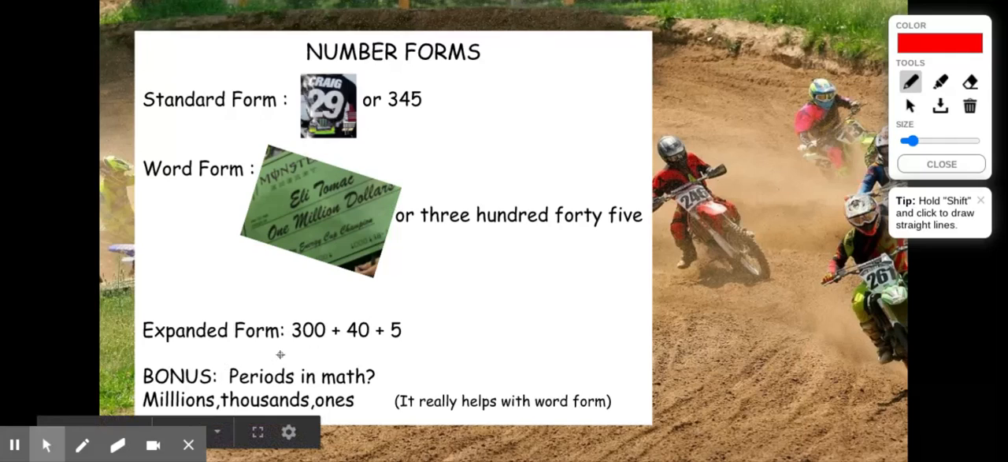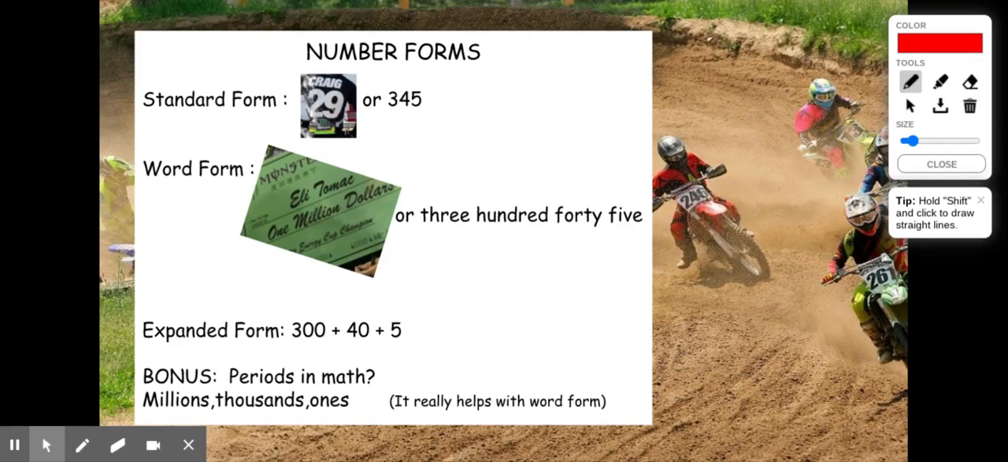And the last one is expanded form. Expanded form really gives you the understanding of the place value. So I took your 345 at the top and I then expanded it out. I took each place value and added it with the next place value. So I took the 300, which is right here, plus the 40, plus the 5.